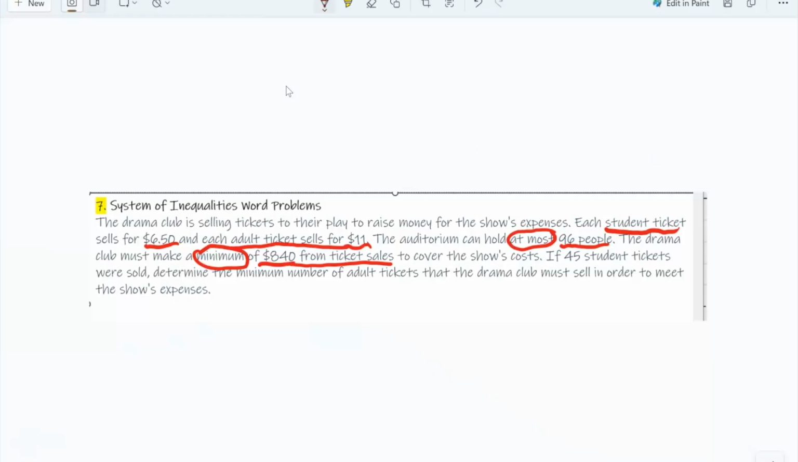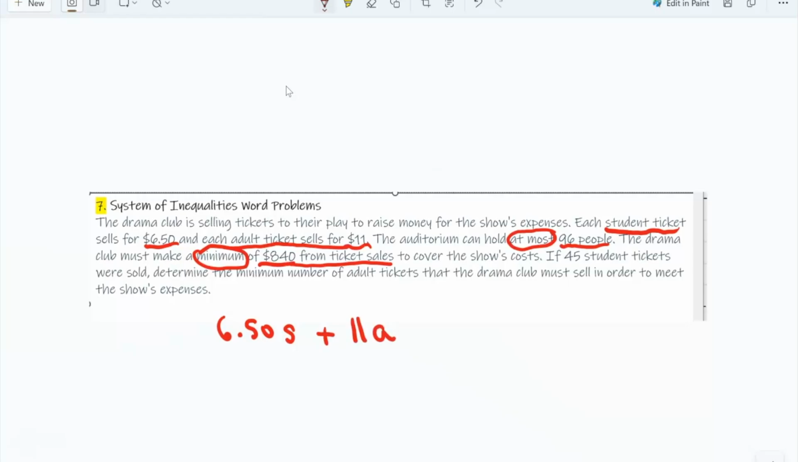This is a two-part problem. Basically, they're trying to make sure that you can write it, you can graph it, and then you can find a solution. So we're going to do all three things. So let's start by writing it. So I got 6.50, and they don't tell me how to define it, so it doesn't matter. What is that? Student tickets. So S. So 6.50 S plus 11, and that's an adult ticket, so A.